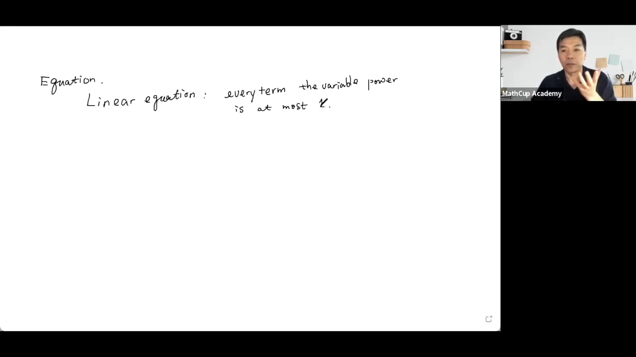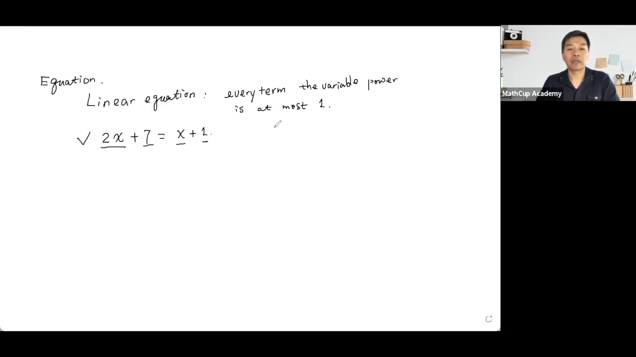So let's look at a few examples. Say 2x plus 7 equals x plus 1. This is a linear equation because there are 4 terms. This term has variable x with power 1. This is a constant, so it does not have any variable. This is another term with variable power 1. And this one is a constant. So this is a linear equation.